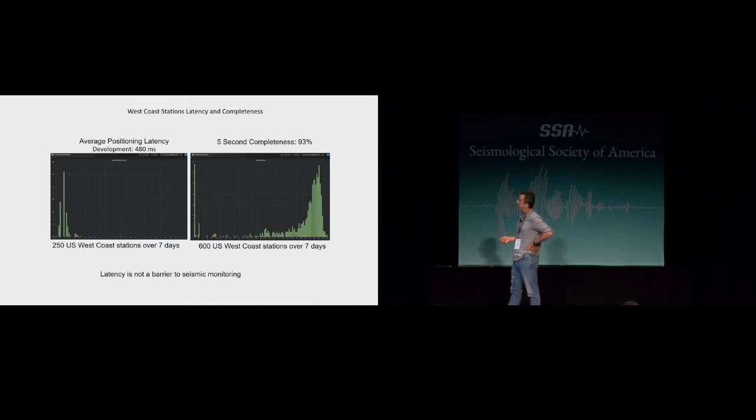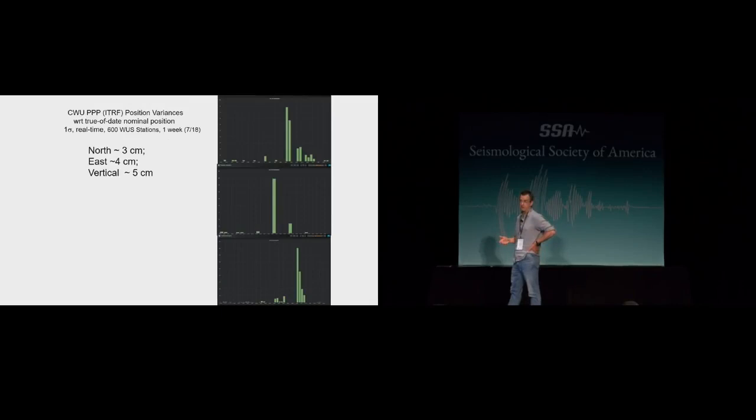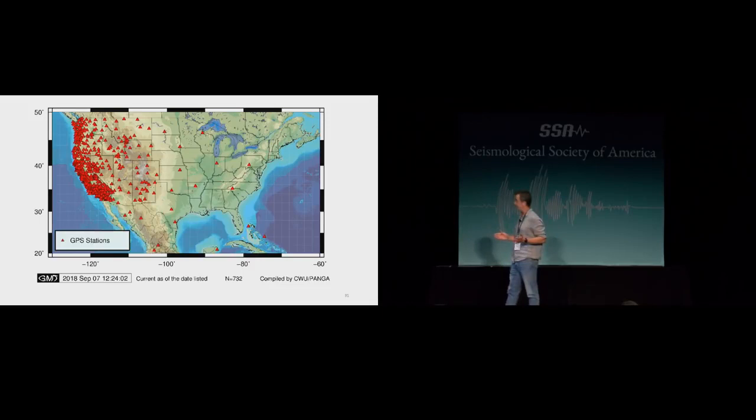And so from anywhere in the United States, we can get data into CWU and get it positioned in less than half a second. So that thing on the left is a histogram of our time. And if you ask how many of these epochs can we actually position within 5 seconds, it turns out it's 93%, and if you go out 15 seconds, you get more like 98%. And how well can we do it? Well, we can do about 3, 4, and 5 centimeters, 1 sigma in the north, east and vertical component. So we're not where we want to be, and like everything, we have big problems, but we can certainly tell you the difference between a 7 or a 6, or an 8 and a 7, or a 9 and a 6, or depending.